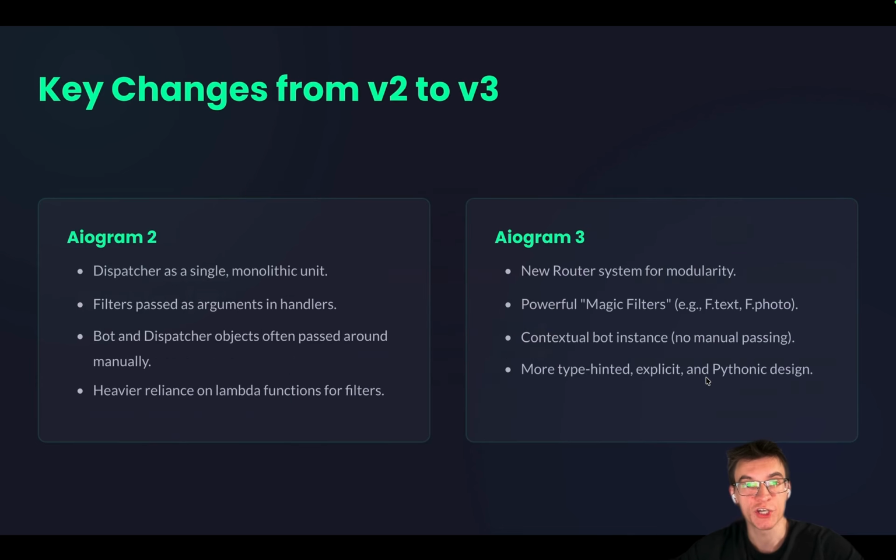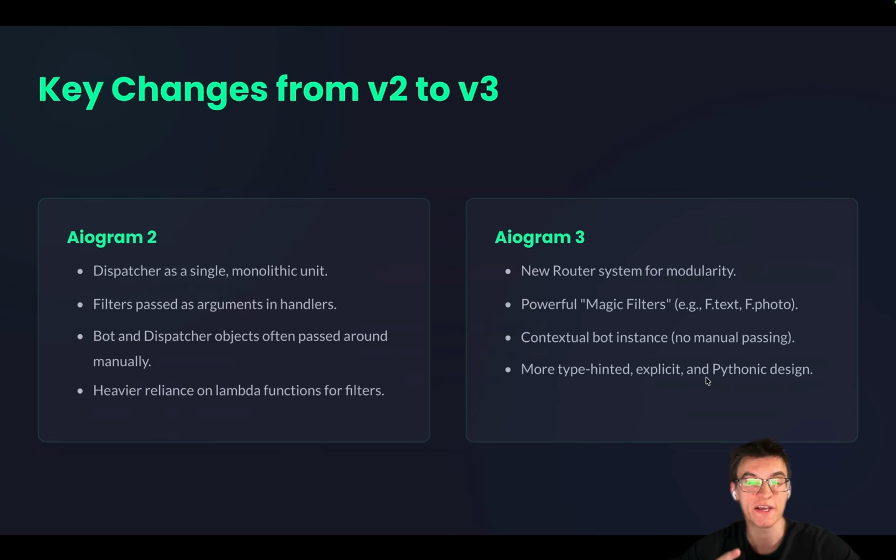Now let's talk about the changes from version 2 to version 3. In Aiogram 2, we had a dispatcher as a single monolithic unit. Filters were passed as arguments to handlers. Bot and dispatcher objects were often passed around manually, and there was a heavier reliance on Lambda functions for filters. But in Aiogram 3, the workflow is significantly cleaner. We now have the new router system, which gives us real modularity. We have magic filters. We have a contextual bot instance, so no more manual passing.